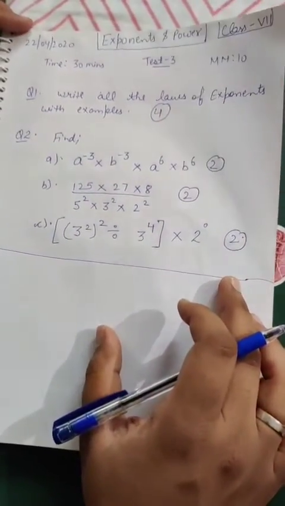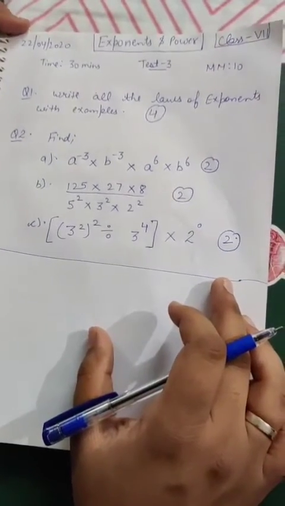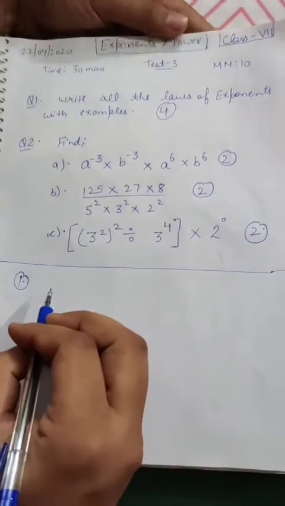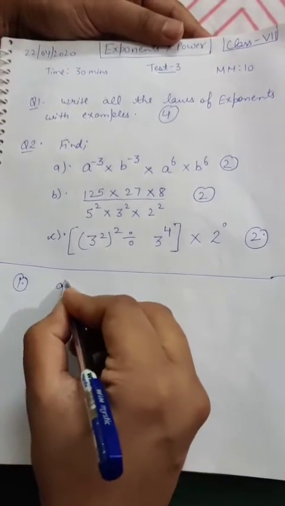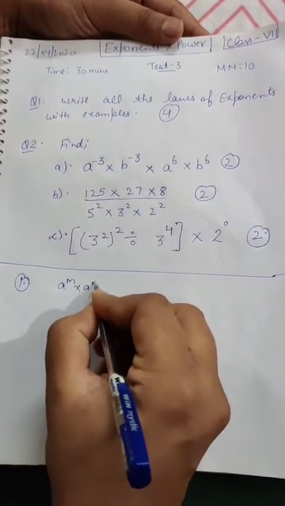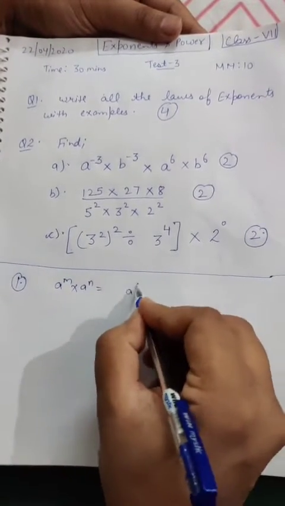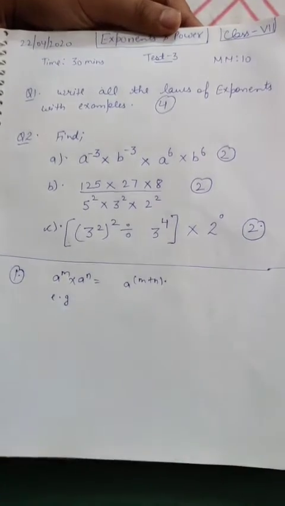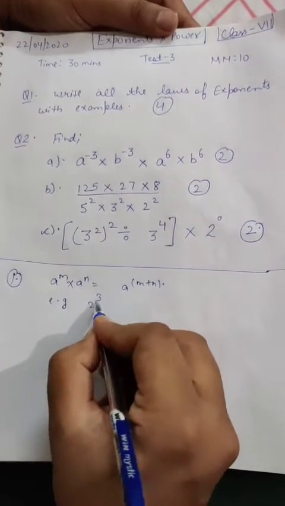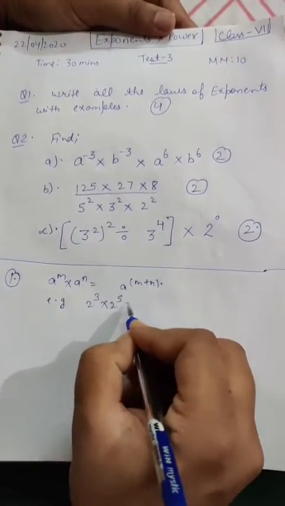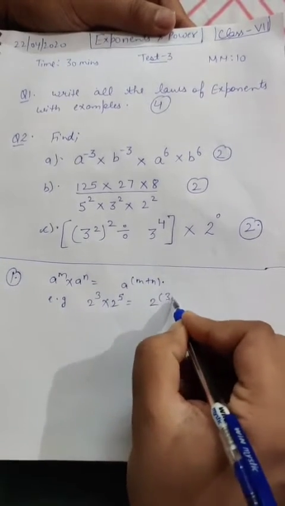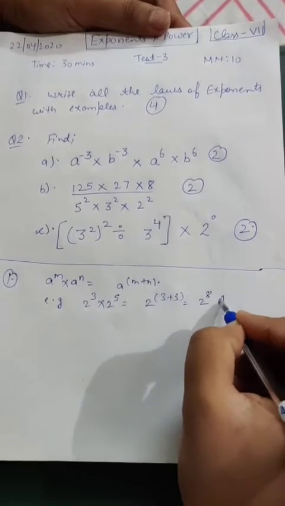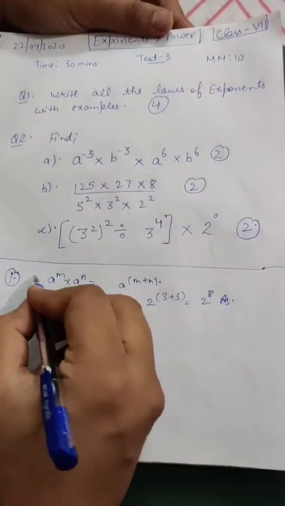First of all, the question is write all the laws of exponents with the given examples. So let's start. The first law is a raised to the power m multiplied by a raised to the power n. It will give you the result a raised to the power m plus n. An example, you can write any, for example 2 raised to the power 3 multiplied by 2 raised to the power 5. It will give you 2 raised to the power 3 plus 5, that is 2 raised to the power 8 is the answer. This is the first law.